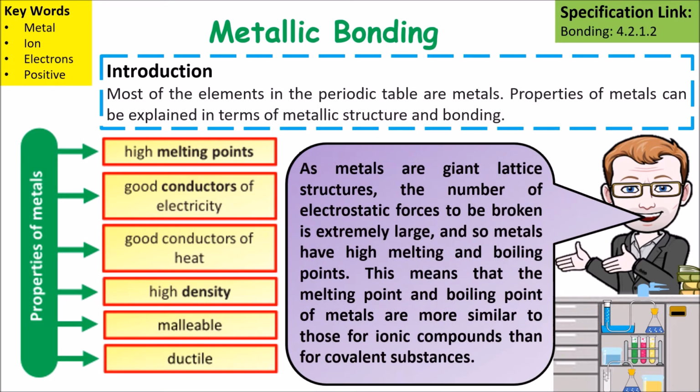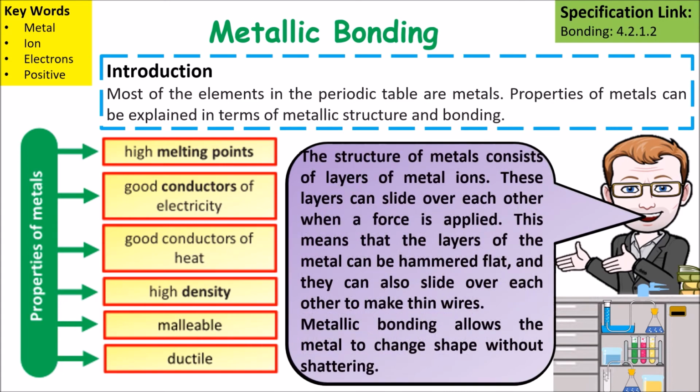As metals are giant lattice structures, the number of electrostatic forces to be broken is extremely large, and so metals have a high melting and boiling point. This means that the melting and boiling points of metals are more similar to those of ionic compounds than those of covalent structures.